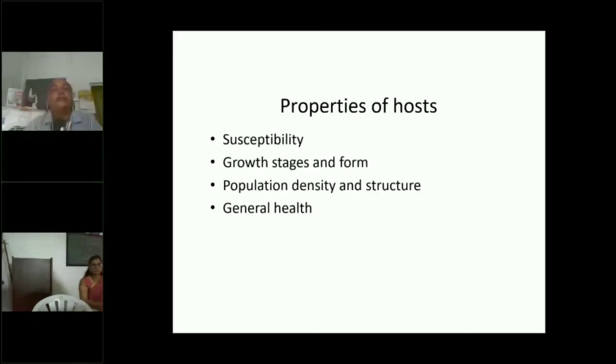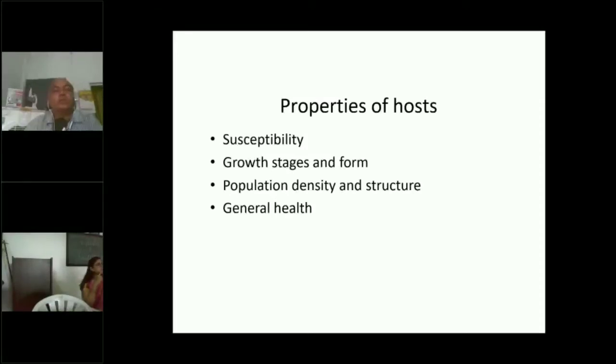Then these are the properties of the host. Host means the crop which we are selecting, in terms of its susceptibility. Suppose we have some susceptible cultivars, we have some resistant lines, we have some tolerant cultivars. If the host is susceptible, then and only then the disease will occur. If the host is resistant, then you cannot get the disease. Therefore, susceptibility is very important.